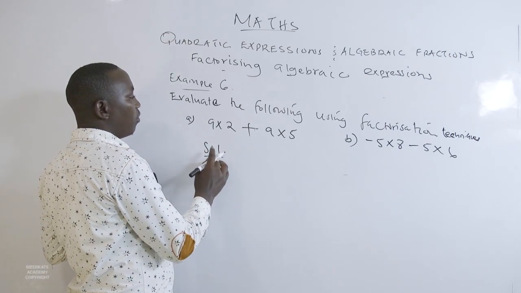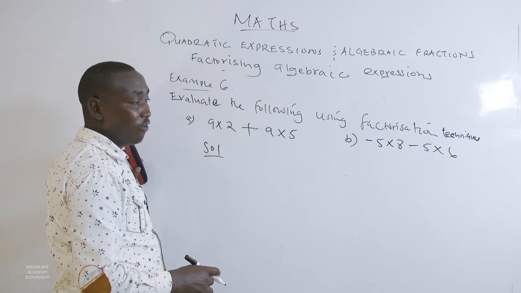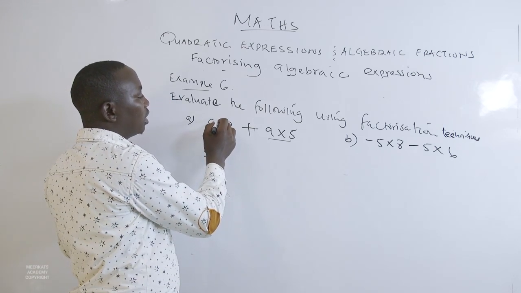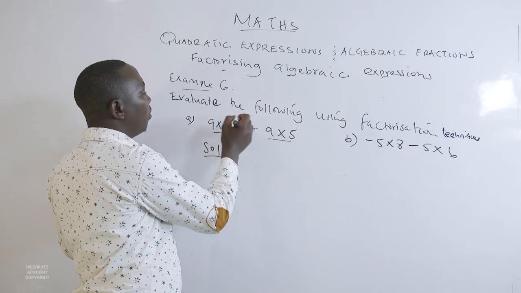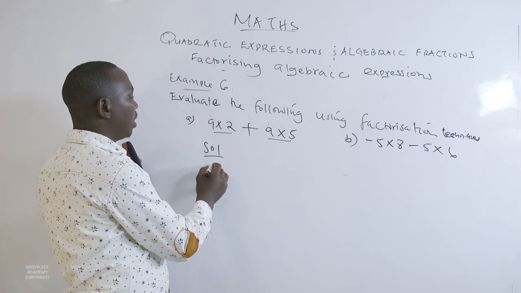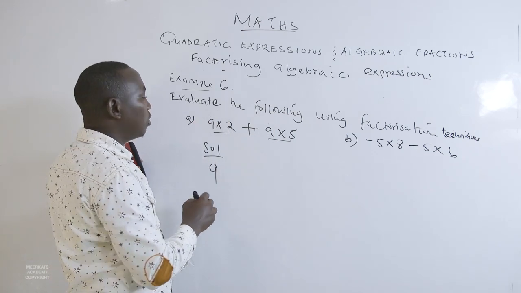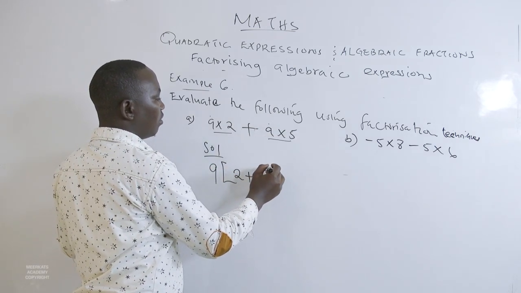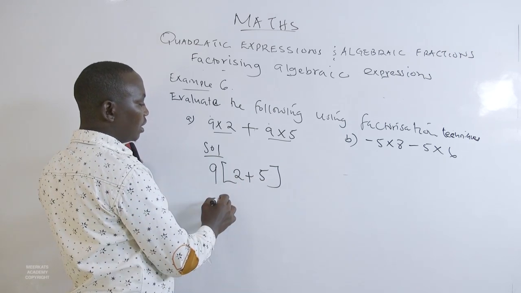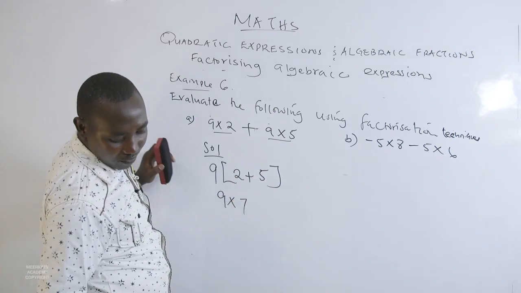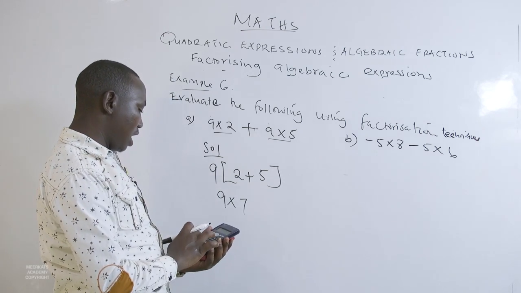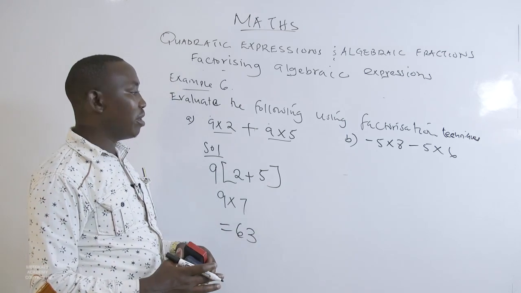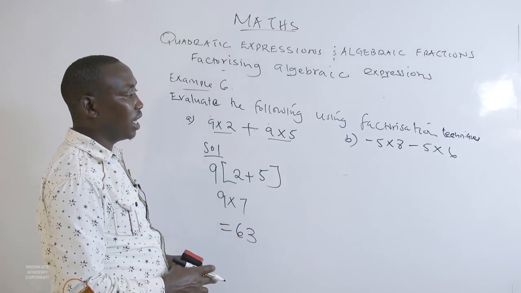Part A, we have 9 times 2 plus 9 times 5. So you can regroup this and you'll see that there is a common factor, which is 9, which we can factorize out, and this will give us 9 into 2 plus 5. 2 plus 5 is 7, and therefore this will be 9 times 7, which the calculator will give us 63. So you can easily break down sums in that nature.